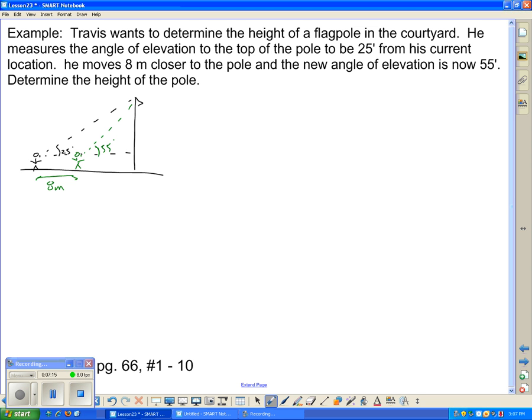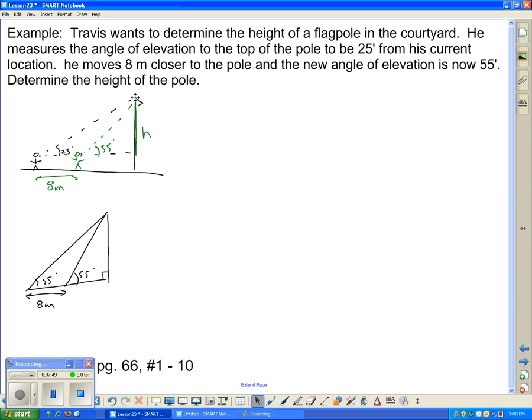Determine the height of the pole. So we want to know h, that height. We do technically have a couple of triangles here. I'm going to get rid of Travis. He's just too distracting. So we end up with a triangle that looks like this. That length is 8 meters, 25 degrees, 55 degrees. And that's a right angle.